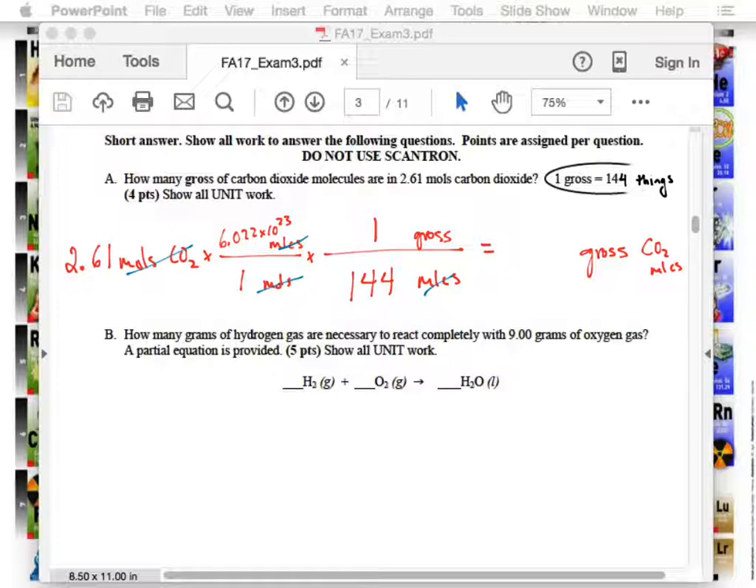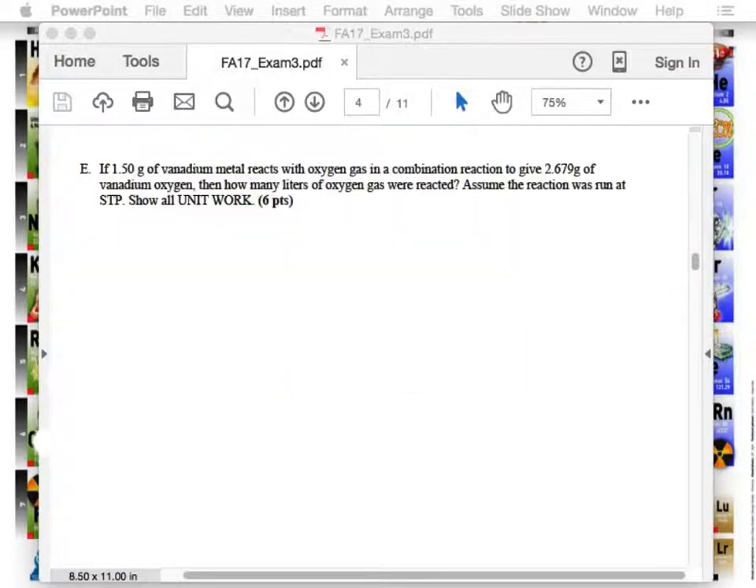E. Let me pause real quickly here. 1.5 grams of vanadium metal reacts with oxygen gas in a combination reaction to give 2.679 grams of vanadium oxygen. How many liters of oxygen gas were reacted? Assume that the reaction was run at STP.